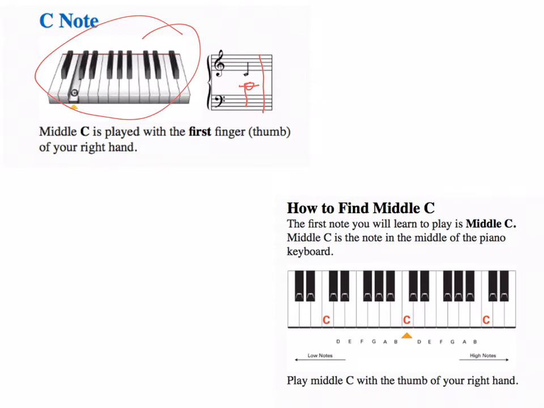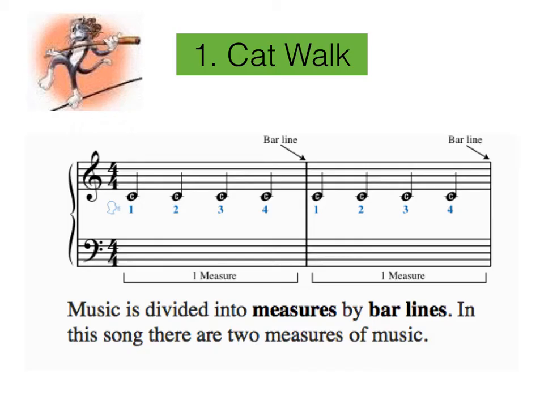So sitting at your keyboard, try and find C. See if you can play all the different Cs on the keyboard. They should all be labelled for you. Now we're going to start with our first song, Catwalk.